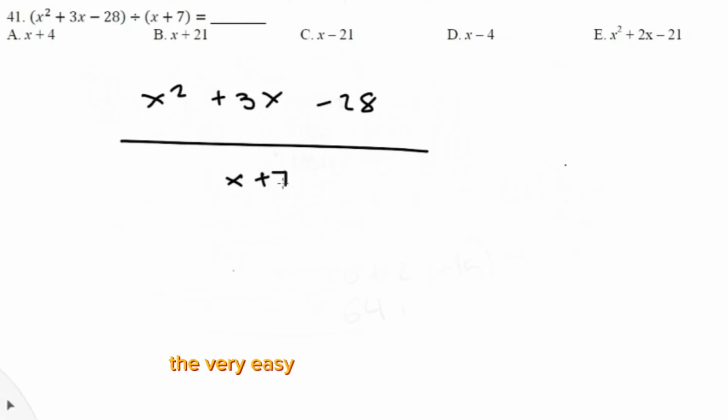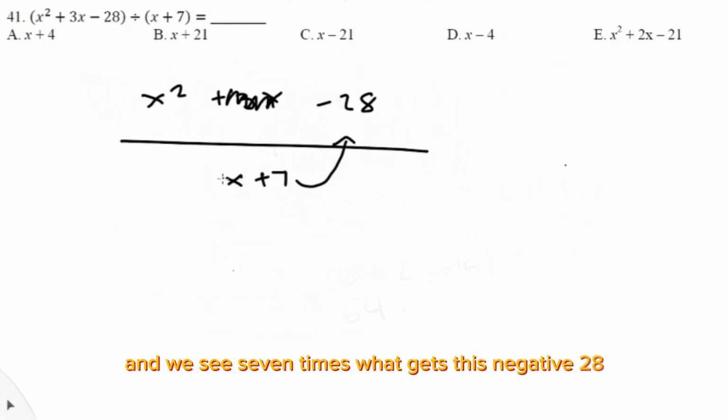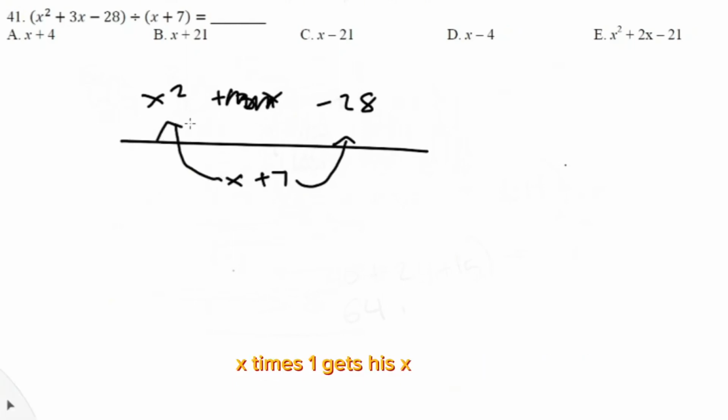Alright, the very easy way to solve this problem is we ignore this in the middle. So this 3x, we just ignore it for now. And we see 7 times what gets us negative 28, and x times what gets us x squared. Well, x times x gets us x squared, so we know that there's an x. And 7 times negative 4 gets us negative 28. So it's a negative 4. So now we're left with x minus 4, and that's your answer.